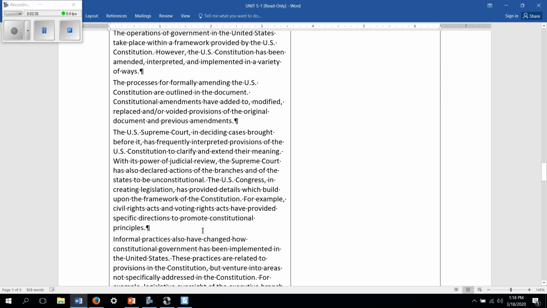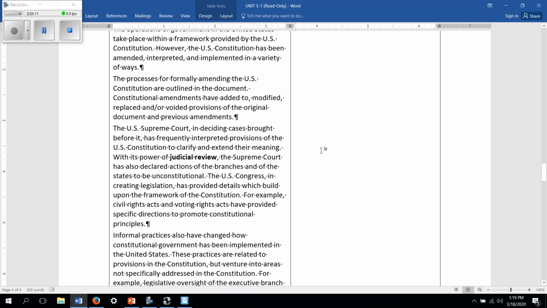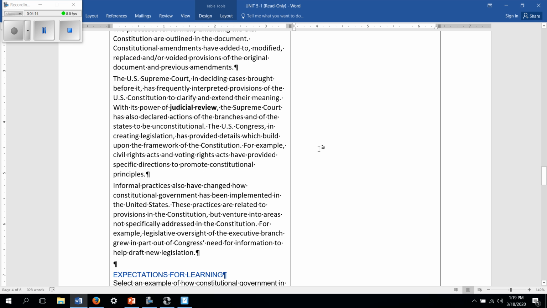Now going back, we're looking at the U.S. Supreme Court. So Congress takes care of the amendments and then the states vote on it. The Supreme Court, in deciding cases brought before it, has frequently interpreted provisions of the U.S. Constitution to clarify and extend their meanings with its power of judicial review. I would like for you to highlight this. You can bold it. You can even highlight it. I can't get to the highlighter because of the recording, but highlight judicial review. With its power of judicial review, the Supreme Court has also declared actions of branches and of the states to be unconstitutional.